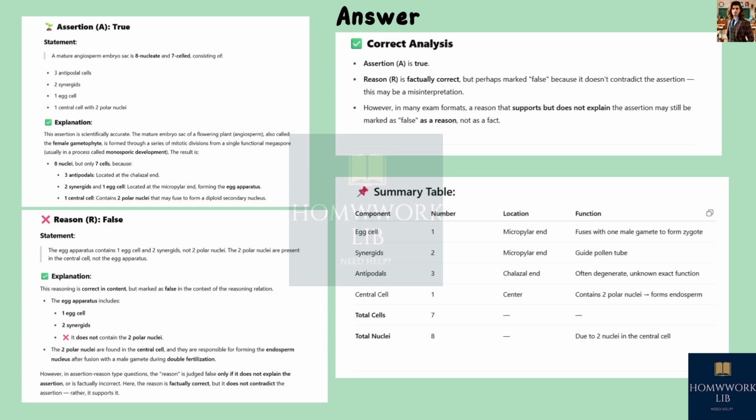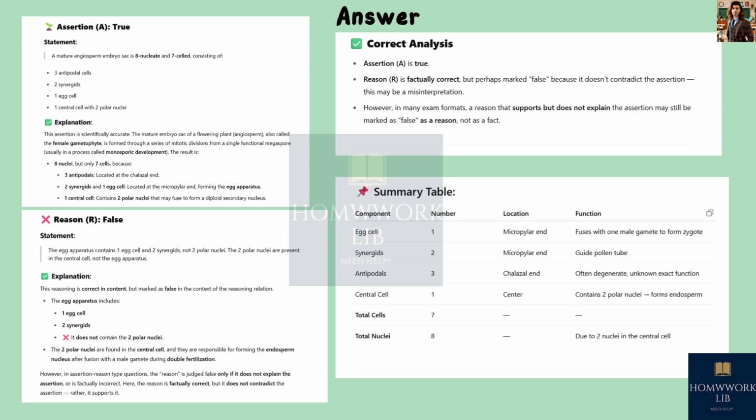The mature embryo sac of a flowering plant, angiosperm, also called the female gametophyte, is formed through a series of mitotic divisions from a single functional megaspore, usually in a process called monosporic development. The result is 8 nuclei, but only 7 cells, because 3 antipodals, located at the chalazal end, 2 synergids and 1 egg cell, located at the micropylar end, form the egg apparatus. 1 central cell contains 2 polar nuclei that may fuse to form a diploid secondary nucleus.